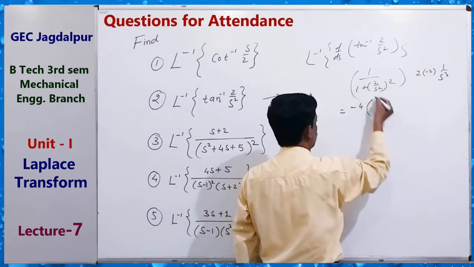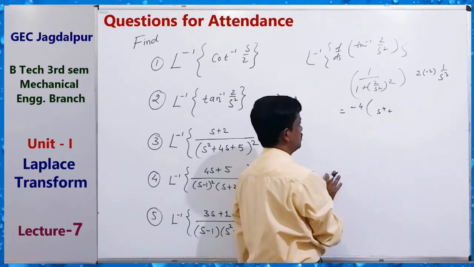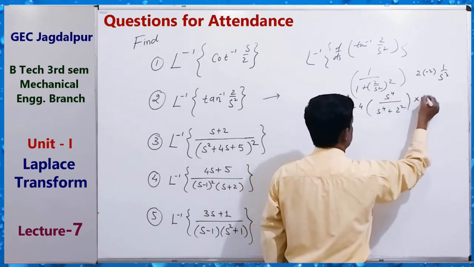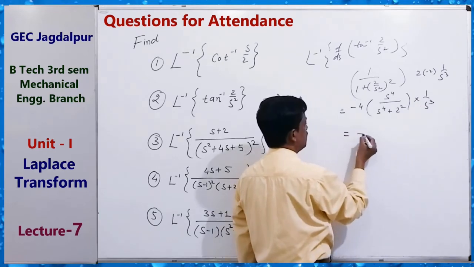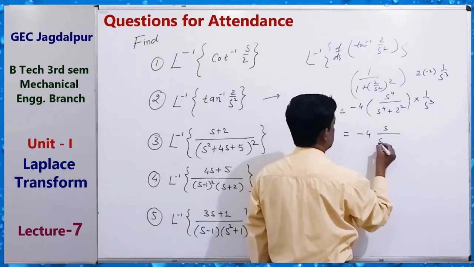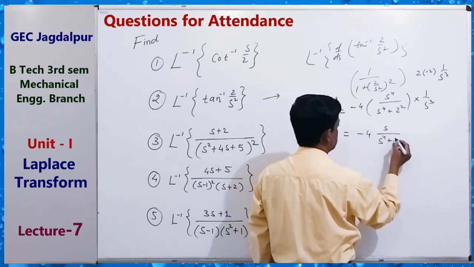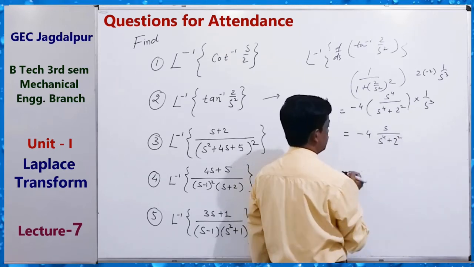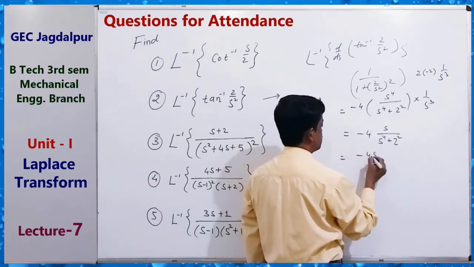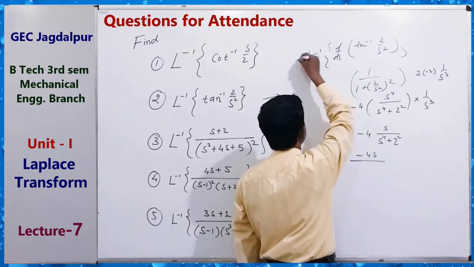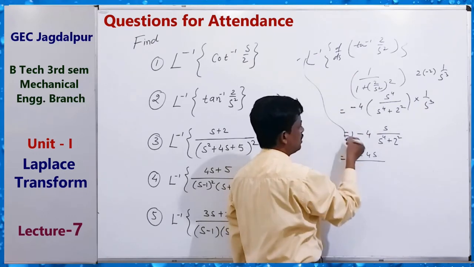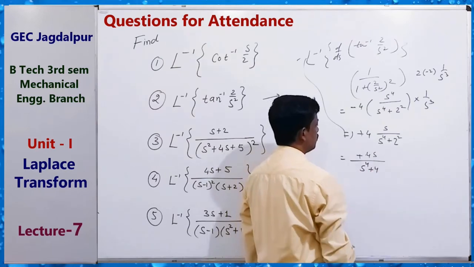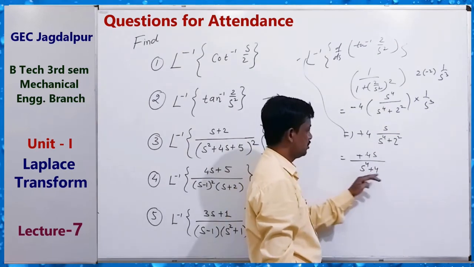Here h to the power 4 plus 2 square, s to the power 4 into 1 by s cube, that is what? Minus 4s upon s power 4 plus 2s square. Okay, that is minus 4s upon, here this minus sign will finally become positive. So here what we get? 4s by s power 4 plus 4 s square plus 4.